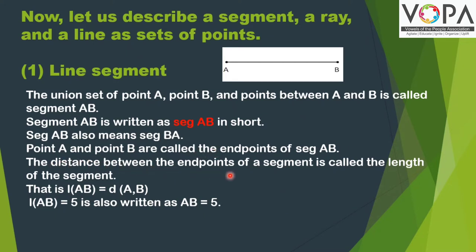Point A and point B are called the endpoints of segment AB. The distance between the endpoints of a segment is called the length of the segment. That is, length of AB equal to distance of AB. If the length of AB is 5, it is also written as AB equal to 5.